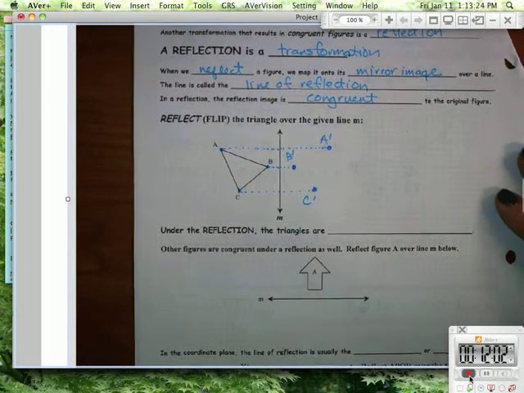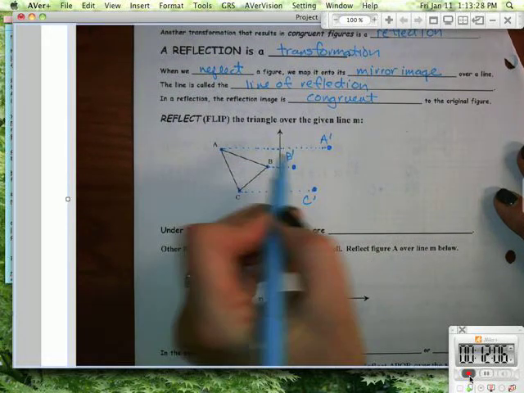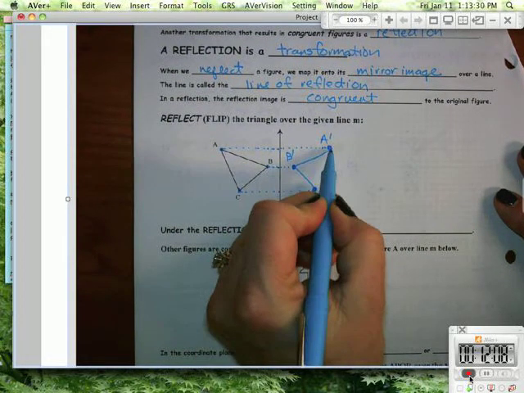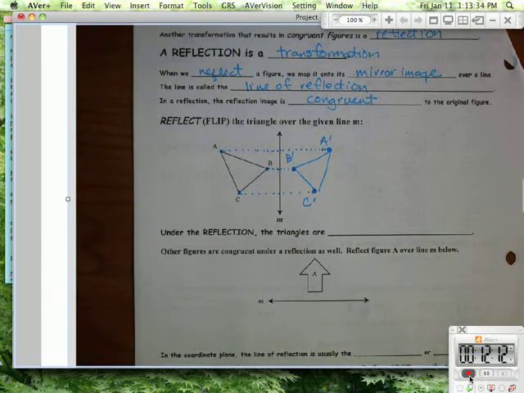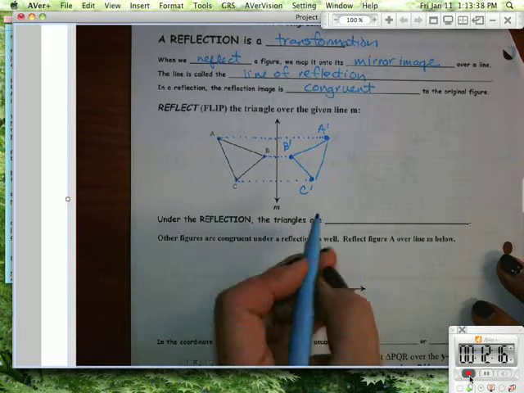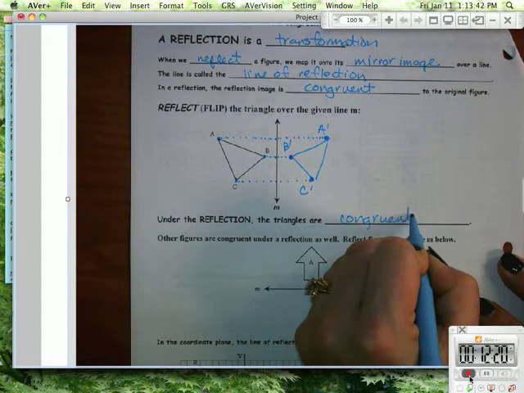So I just went by how far it was from the line and then went to the opposite side. And then connect it. Well, it's pretty close. It's a reflection over there. Okay? Under the reflection, the triangles are congruent, or they should be congruent. They may not look exactly congruent.